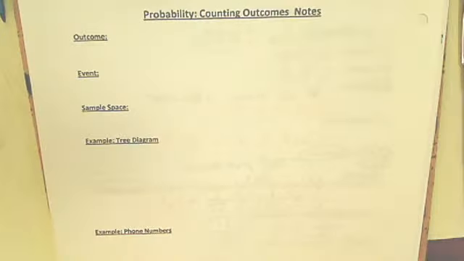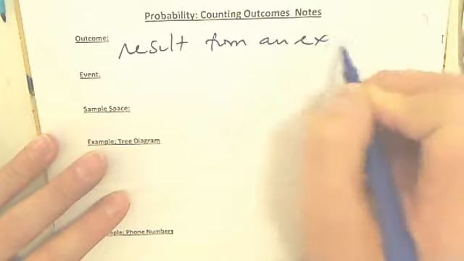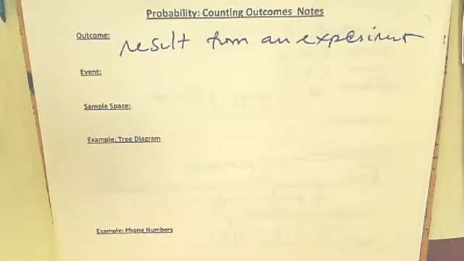On the top part where it says outcome, what's another word for an outcome in science? A product or a result? Okay, I'll buy that. It's a result or a product from an experiment. The result, the outcome. Think probability.